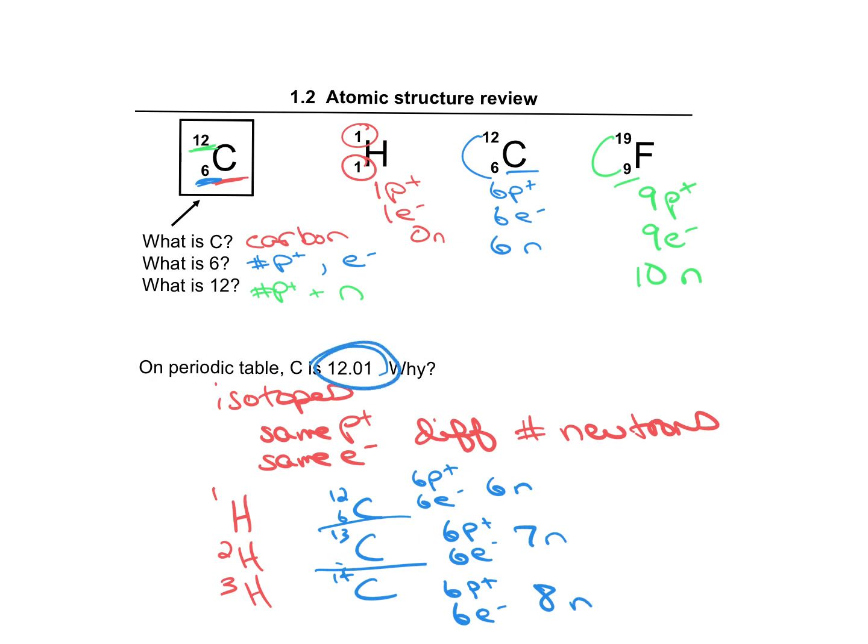Now this number 12.01, the number that we see on the periodic table, gives us the weighted average of all of the isotopes. So it takes into consideration the natural abundance of the different isotopes. So if we're talking about the number 1, the number 12, the number 19, this refers to a specific atom, whereas if we're looking at 12.01, this refers to all of the atoms taking into consideration the natural abundance of different isotopes.